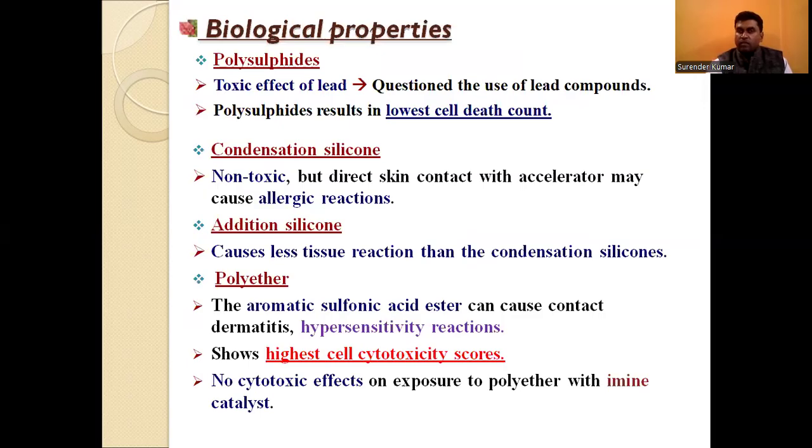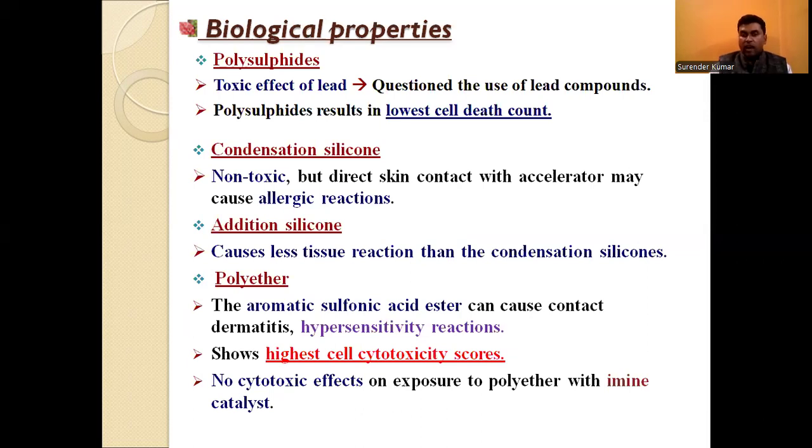Biological properties: polysulfides have toxic effects of lead, which is again a question of the use of a lead compound. Polysulfide results in the lowest cell death counts. Condensation silicones are non-toxic, but direct skin contact with the accelerator may cause an allergic reaction. Whereas addition silicones cause less tissue reaction than the condensation silicones. Polyethers, the aromatic sulfonic acid esters, can cause contact dermatitis, which is a hypersensitivity type of reaction.